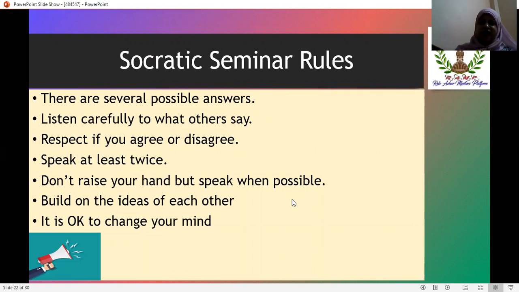The rules, of course, you know the classroom rules. And there are rules for a Socratic seminar that students must know about. Several possible answers. So it's an opinion session. Don't say this is right or this is wrong. Listen to what others say because you will build on their ideas. Respect if you agree or disagree.